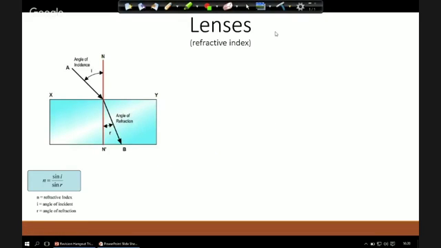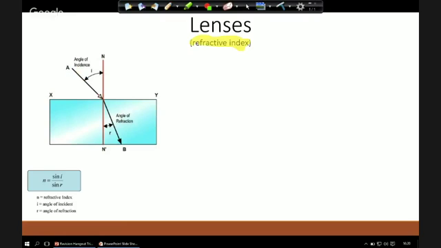Okay, now if we want to look at lenses, before we look at lenses, we need to look at how lenses work. Well, lenses work because they bend light. And refractive index is a measurement of how much a material bends light. Okay, we can see here is an example you'll all be familiar with.